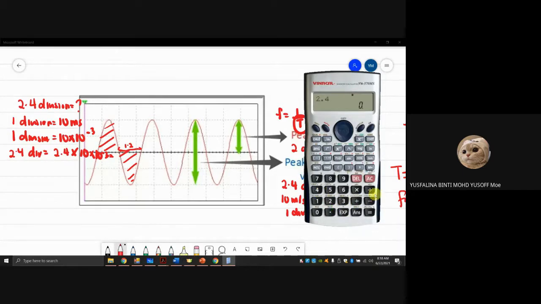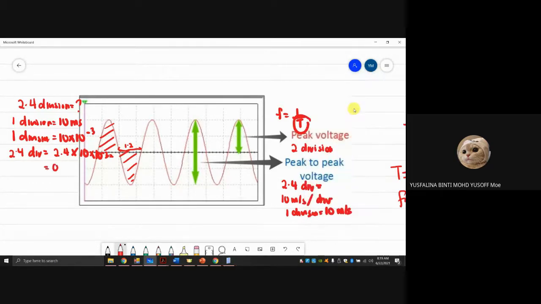2.4 times 10 exponent negative 3. Okay, 2.4 times 10, this one I put change into exponent negative 3. So what do I get? 0.024. Just now someone answered, right? The answer is correct. Junwan, I think. Yes. So that's how you want to calculate.